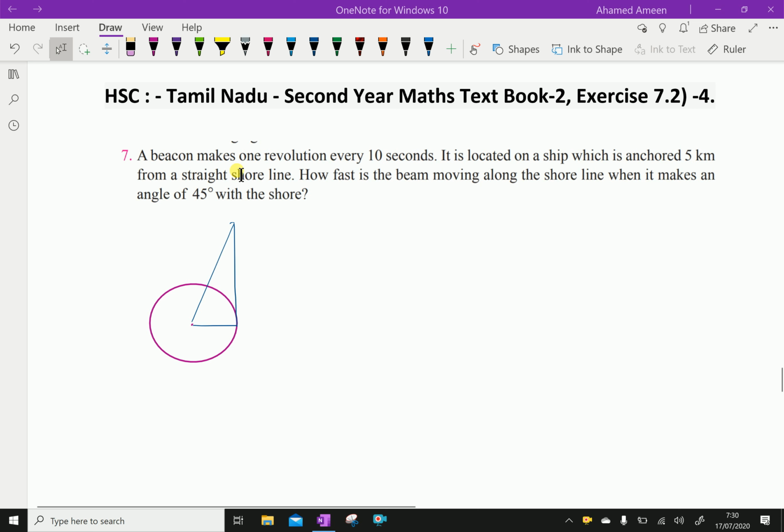A beacon makes one revolution every 10 seconds. It is located on a ship which is anchored 5 kilometers from the straight shore line. How fast is the beam moving along the shore line when it makes an angle 45 degree with the shore?